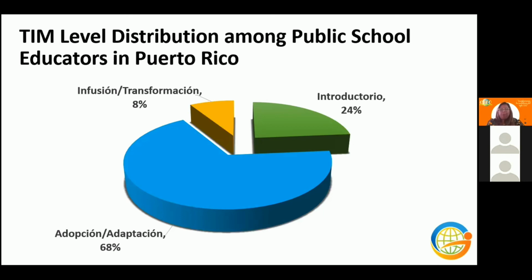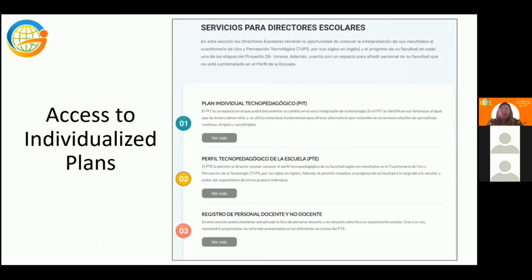of technology. The results in Puerto Rico showed that most of our educators were at this adaptation level, with 68%. And what happened is that the individualized plan was available to educators on paper, but it is also available on a digital platform, so that they can actually get updated information. If they take additional assessments, they can see how they progress in their teaching and learning with technology.